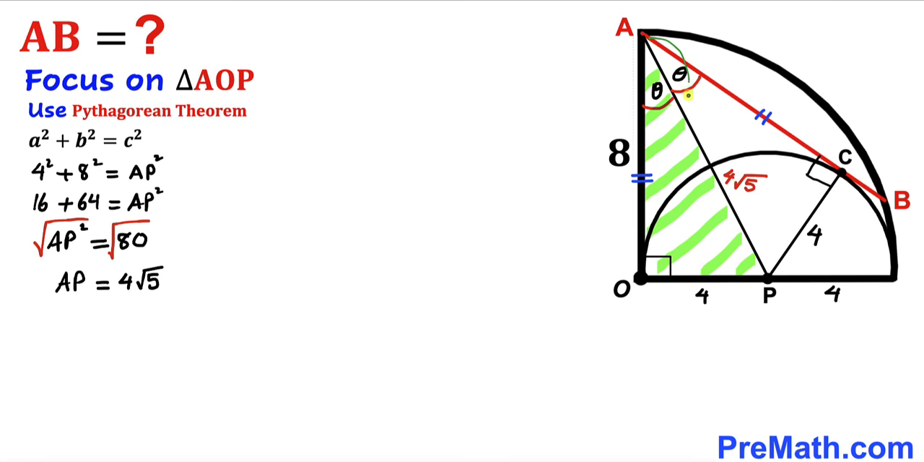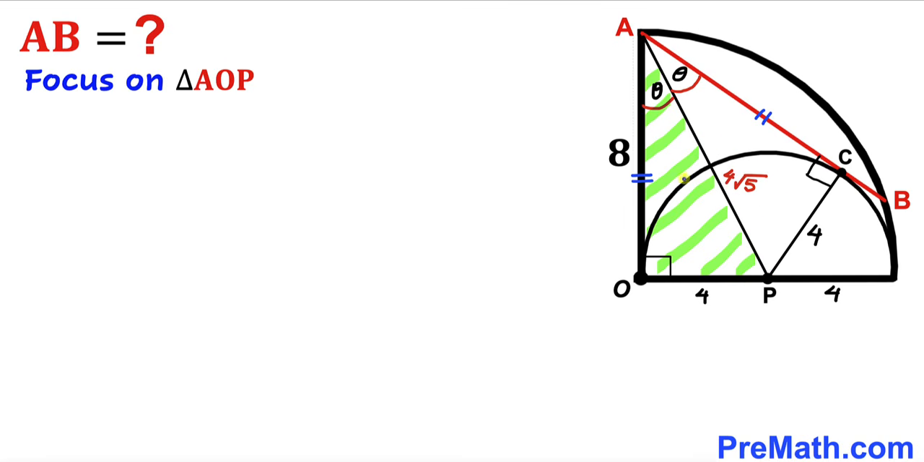So therefore this AP length turns out to be 4 times square root of 5. And now let's focus once again on this triangle AOP. Let's recall this famous trigonometric ratio, cosine of theta equals adjacent divided by hypotenuse. In our case, this side AO is our adjacent, whereas this AP is the hypotenuse.